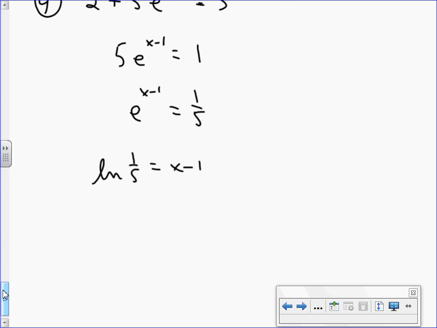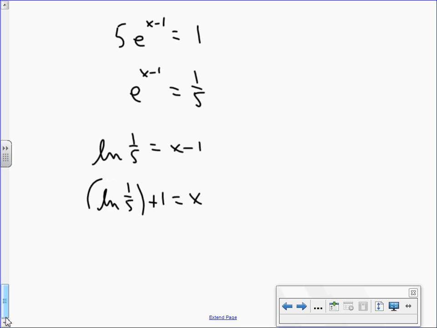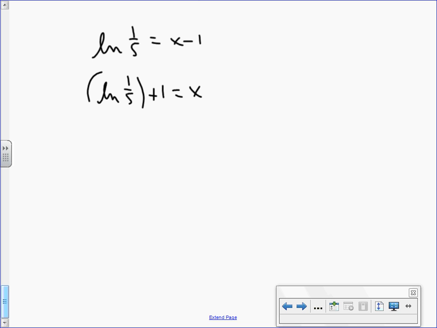Sorry, I made a mistake on my paper. And then I'm going to add 1 to both sides. So the natural log of 1/5, set in parentheses for clarity, plus 1. And there's my answer. This is a beautiful answer. There's nothing wrong with this answer for exact. You can type it in your calculator for a decimal approximation.